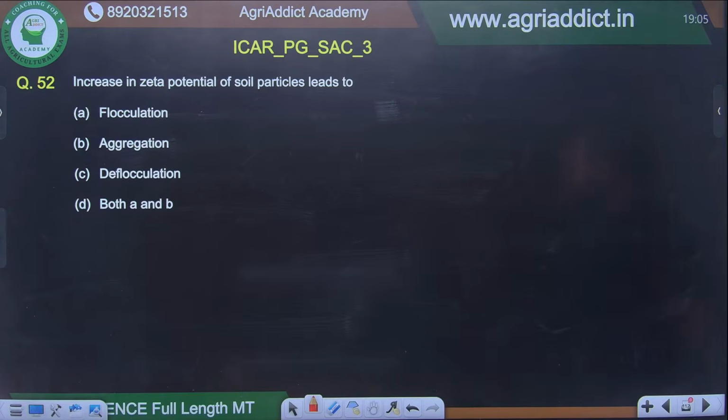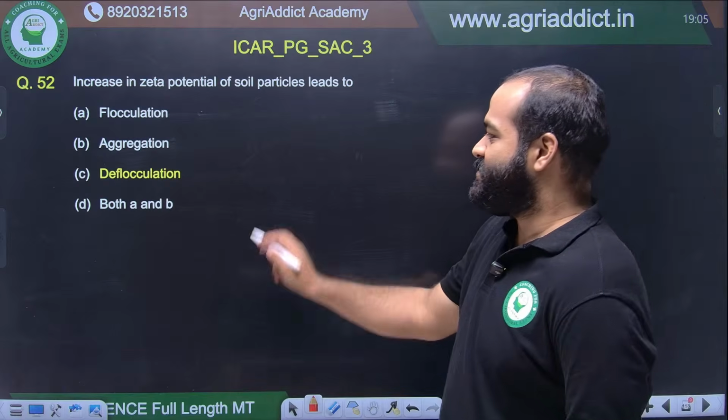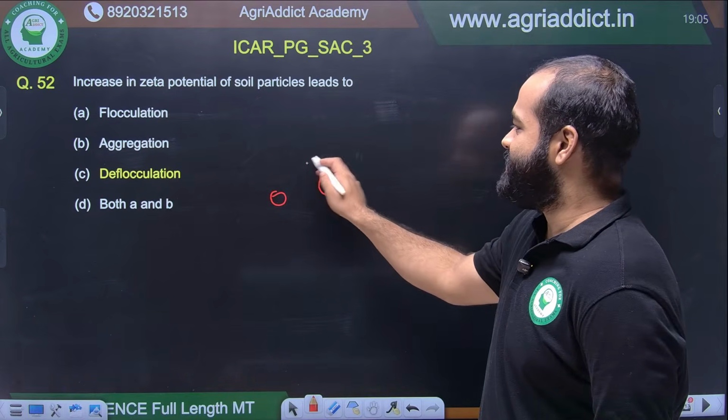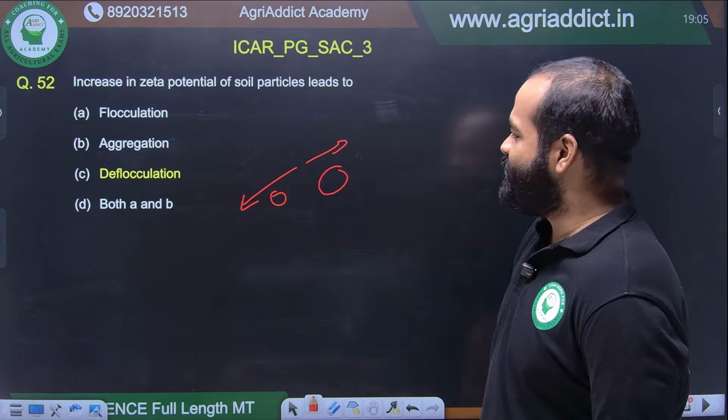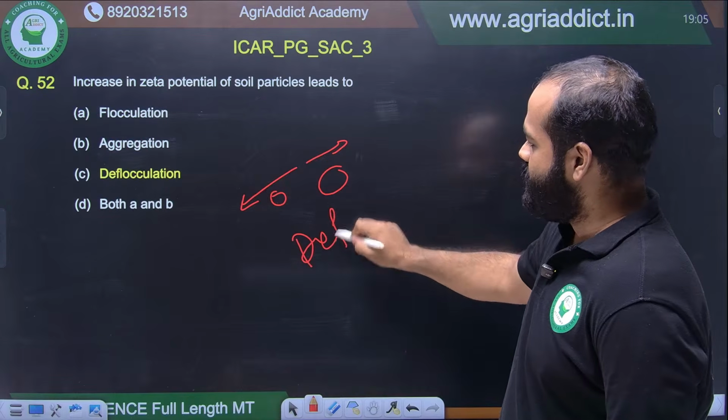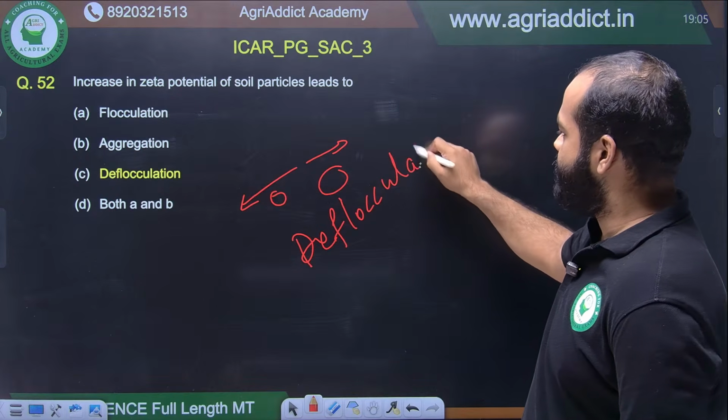Increase in zeta potential of soil particle leads to, this is again a BSc second year level, you can say. Second year mein they read soil chemistry. So what is the answer? Yes, it is definitely option C. इसमें तो कुछ बोलना नहीं है. Soil science students definitely know it is deflocculation. Zeta potential बढ़ता है, तो repulsion बढ़ता है. The two particles will go both sides and there will be deflocculation.